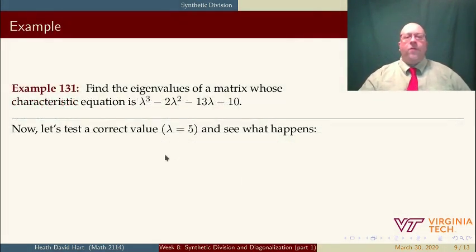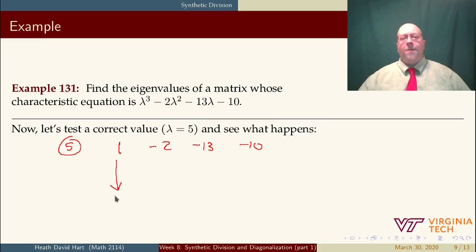Let's test lambda equals 5 and see what happens. Again, I'm going to start by copying down the coefficients. And I'm testing lambda equals 5. I start the procedure by copying the 1 straight down. And then from that point, I multiply by 5 and then add to the next column.